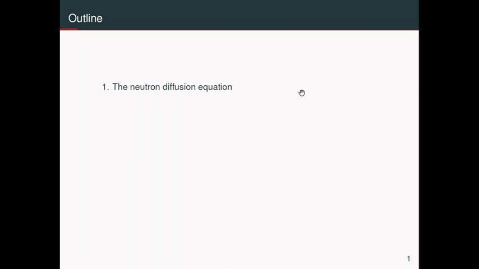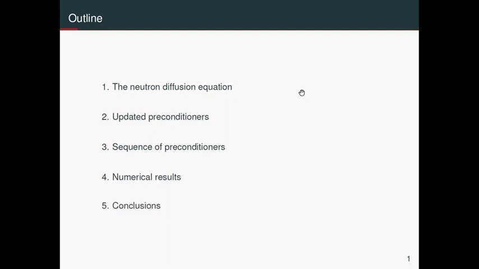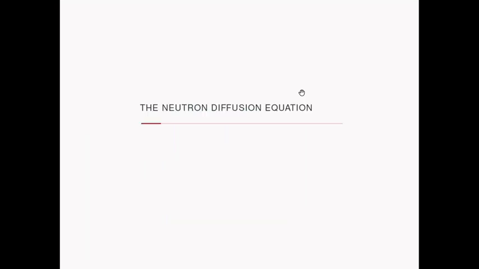First, I will present the neutron diffusion equation. Then, I will briefly describe the updated preconditioner. Then, I will explain how these updated preconditioners are applied to the sequence of linear systems. The numerical results will test the performance of the methodology. And finally, the talk ends with the main conclusions of this work.